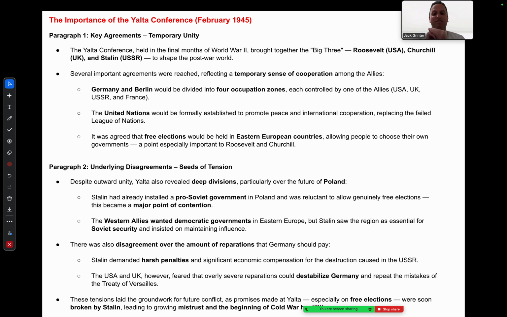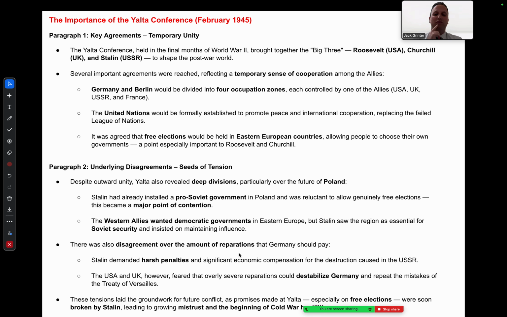But then, just like Tehran, I'd also do the second paragraph as that this time, rather than underlying tension, maybe even underlying disagreements. By Yalta it's clear there are now divisions, particularly over Poland there. We mentioned before about Britain and the USA wanting the London Poles being able to run the country again. Okay, but I'll also do as well the amount of reparations.